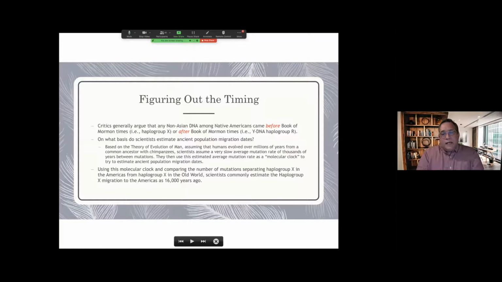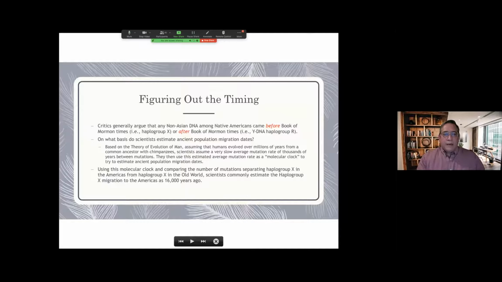Okay, so now let's talk about the criticisms and address those. Again, as argued before, the main argument that Simon Southerton and others have made about the DNA is that haplogroup X came before the Book of Mormon times. Those that have addressed the recent Y DNA evidence say that that came after Book of Mormon times. So to understand the timing issues, first, let's understand how they come up with those dates.